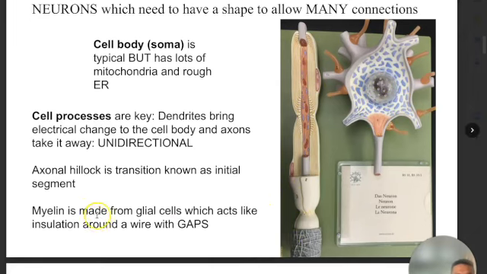The myelin is made from glial cells, which acts like an insulation around a wire. It's got gaps in between. So what happens is when the nerve signal comes in, it actually jumps. That's why nerve responses are so fast. All these layers you see are called a myelin sheath.